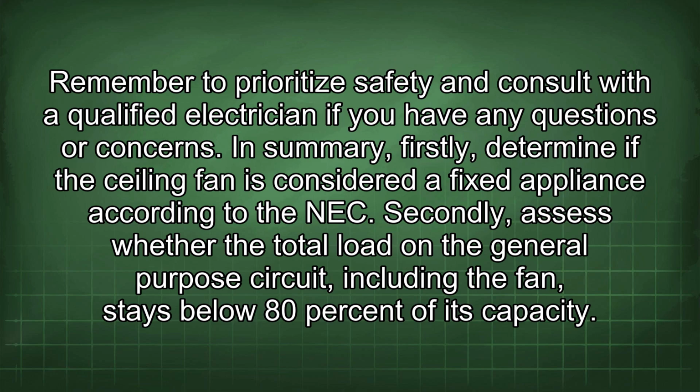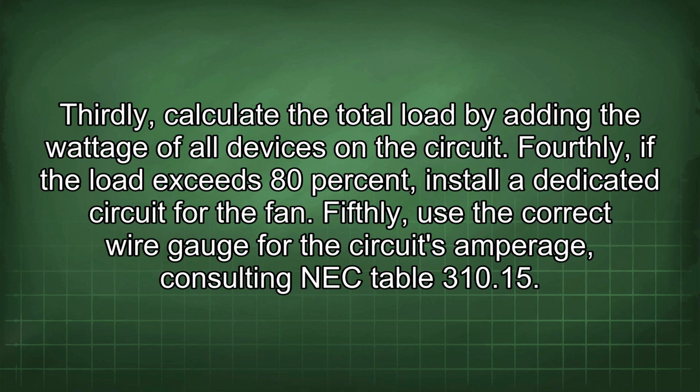In summary, firstly, determine if the ceiling fan is considered a fixed appliance according to the NEC. Secondly, assess whether the total load in the general purpose circuit, including the fan, stays below 80% of its capacity. Thirdly, calculate the total load by adding the wattage of all devices on the circuit. Fourthly, if the load exceeds 80%, install a dedicated circuit for the fan. Fifthly, use the correct wire gauge for the circuit's amperage, consulting NEC Table 310.15(B)(16).